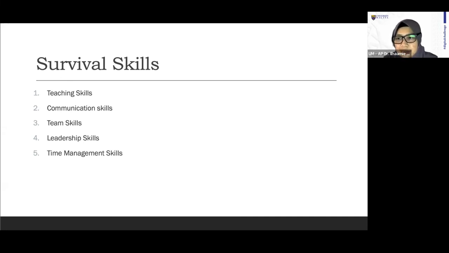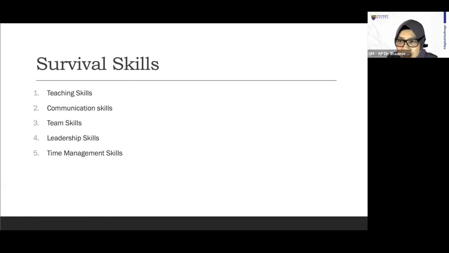You cannot just do your work, but you need to be a team member, right? You need to be a team member. You need to display some esprit de corps, which is team membership. And then, other than that, is leadership skills.